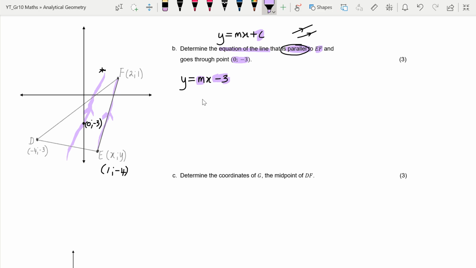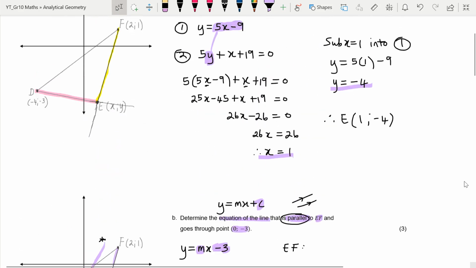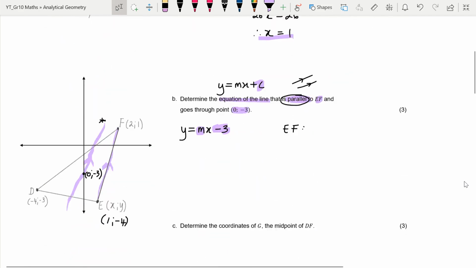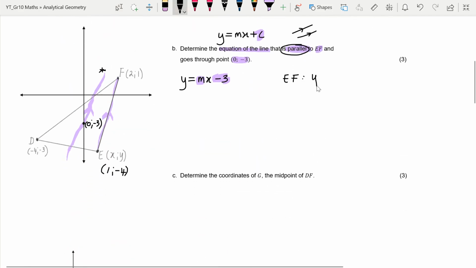What other piece of information can we use? Well, they told us that those lines are parallel. What do we know about lines that are parallel? They share the same gradient. Lines that are parallel share the same gradient. Do we have the gradient of line EF? I feel like in the first one, yes, they gave us the equation of EF in the first one, didn't they? EF is that one that we wrote, y is equal to 5x minus 9. There is the equation for EF.